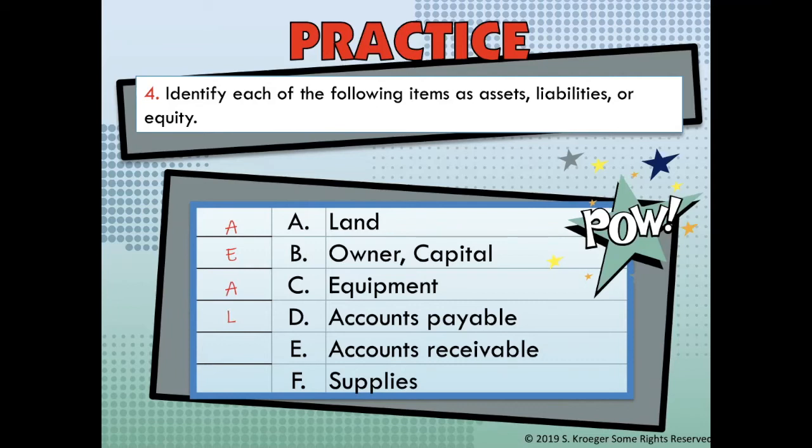E, accounts receivable. This is us going to receive money. Someone owes us money and we're going to receive that. Remember what I said? Accounts receivable is an asset. And lastly, F, we have supplies. Supplies is also an asset because it's our stuff that we own. It'd be a very good thing for you to get familiar with all these different types of accounts and what category they fit into.